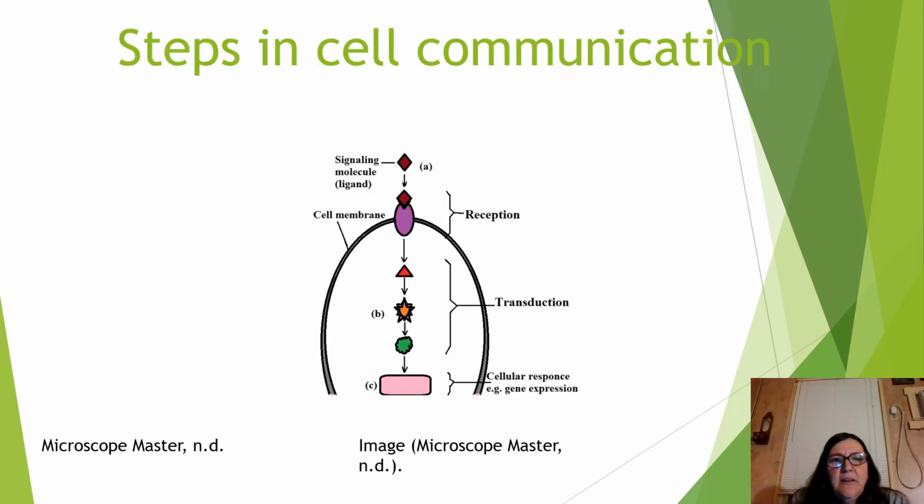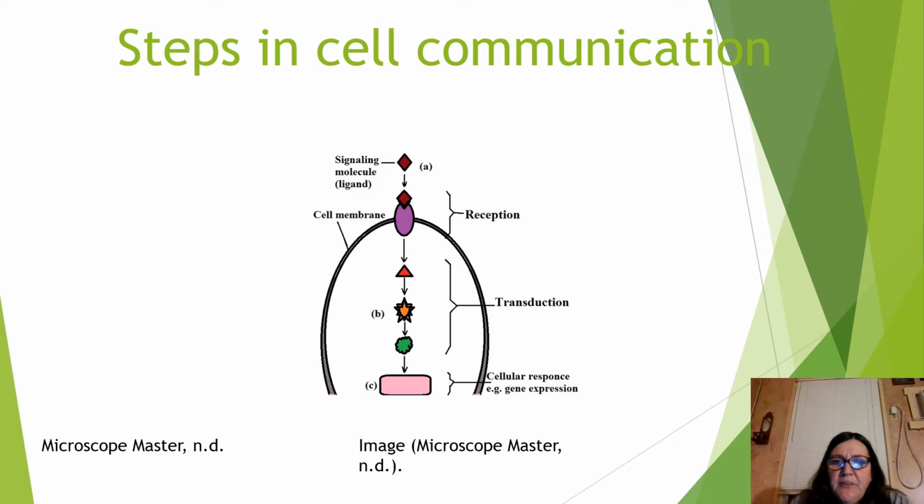Okay, the steps in cell communication. There are 4 main steps involved in cell communication. Regardless of the pathway taken, these steps are similar in each pathway. So the first step is reception. Now this is where the information from the environment, a ligand, is detected by the cell surface receptor. The ligand will bind with the appropriate receptor. That's this step right here, the very first one here, where you see the signaling molecule, the ligand.